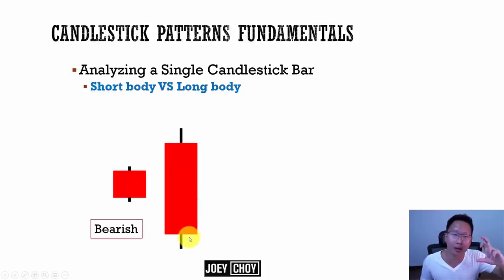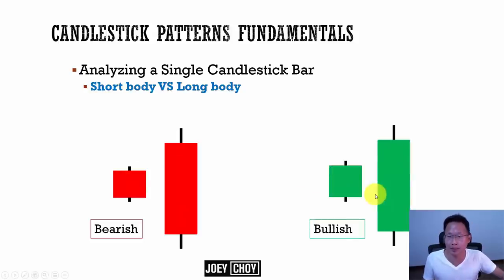That's why we have a longer body. So a long body is definitely a bit more bearish than the short body. Make sense, guys? All right, what about a green bar? Yes, just the opposite. So we have a short body and a long body.